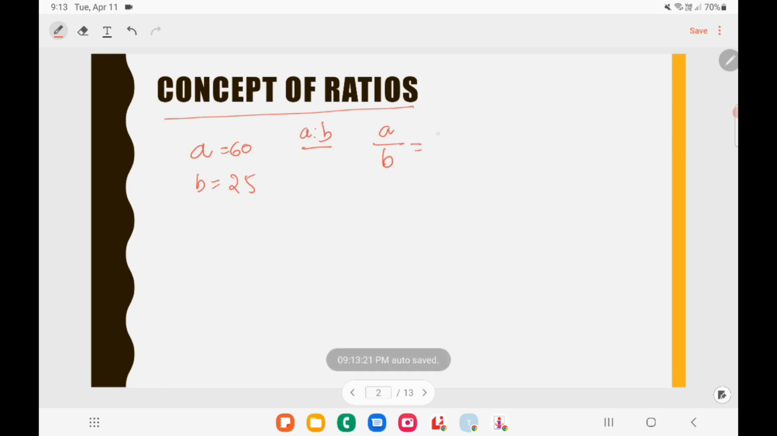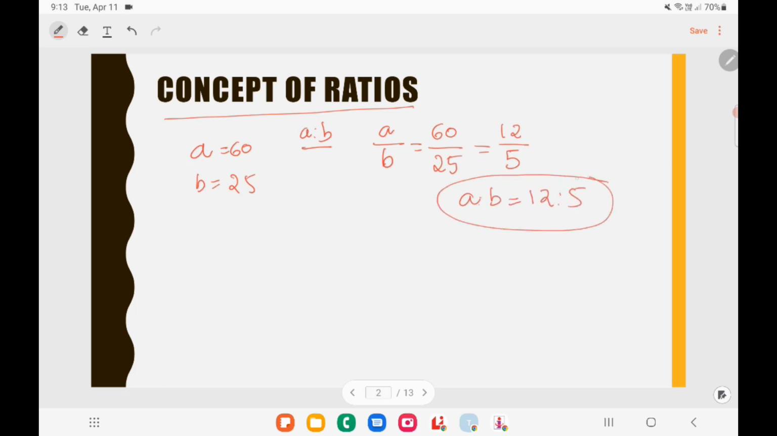So A by B is 60 divided by 25. We can cancel 5 in the numerator and denominator, so it will become 12 divided by 5. So in this case, A is to B is equal to 12 is to 5. This is the concept of ratios actually.